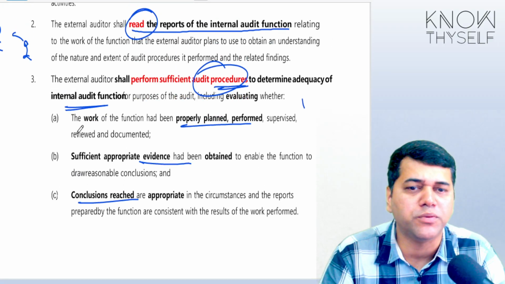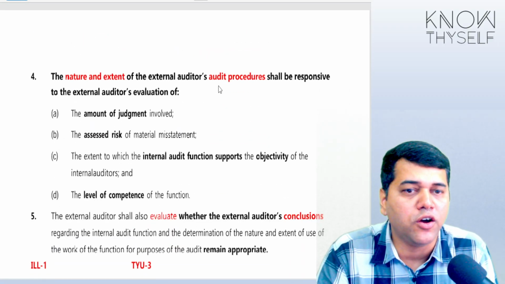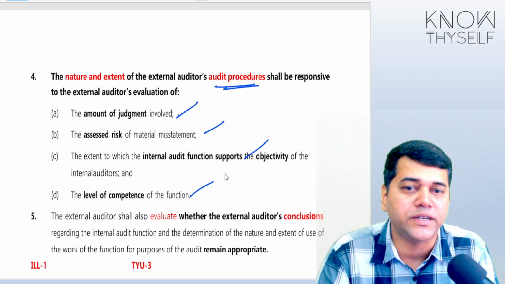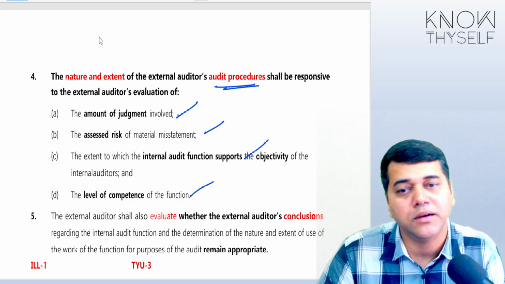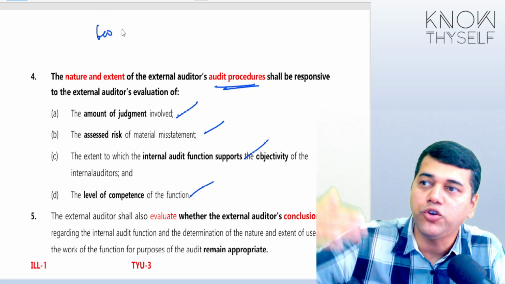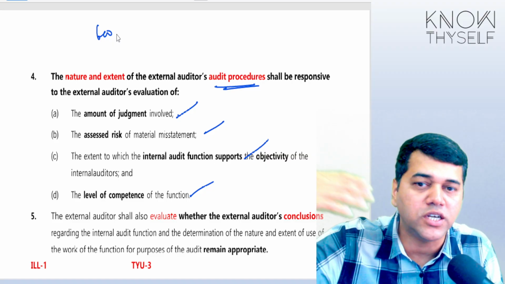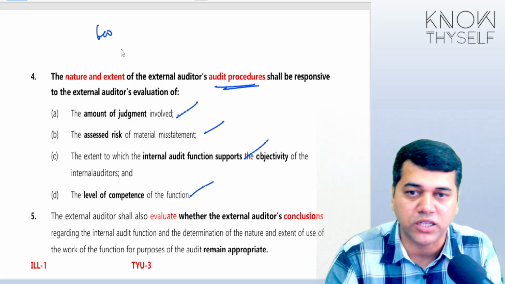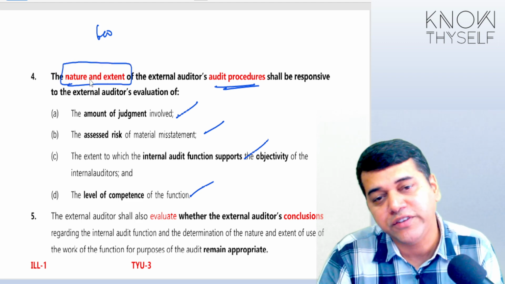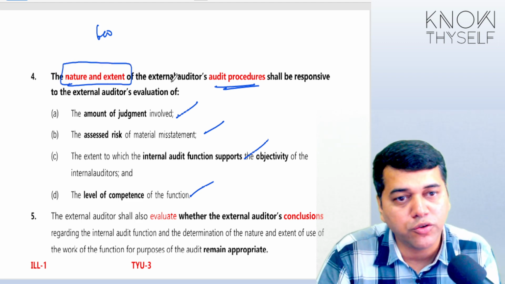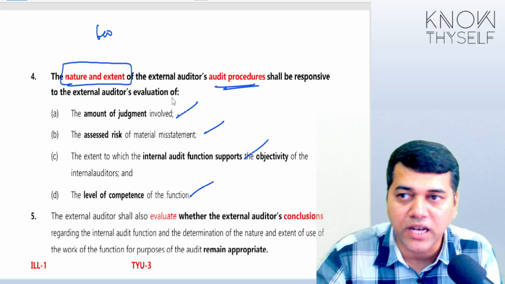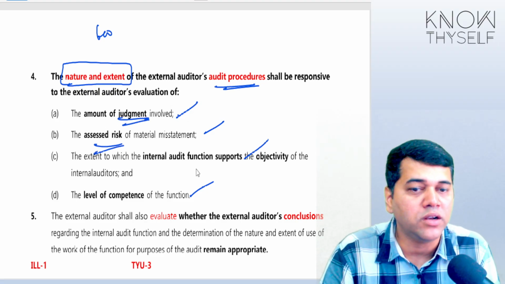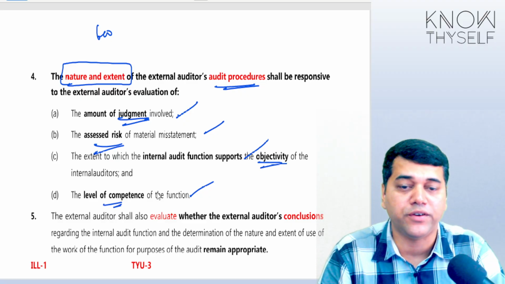What type of activity you need to perform, they have not told. The nature and extent of the audit procedures shall be responsive to the judgment involved and the risk involved. Internal audit functions support objectivity and competence, like we have also seen in SA 600. To what extent you are going to visit, to what extent you will give the questionnaire, to what extent you are going to review, that depends upon the materiality, the risk involved, and your knowledge. So you may decide not to rely on certain work, you may decide to test it again. It depends upon the judgments involved, risk involved, how objective they are, and their level of competence.